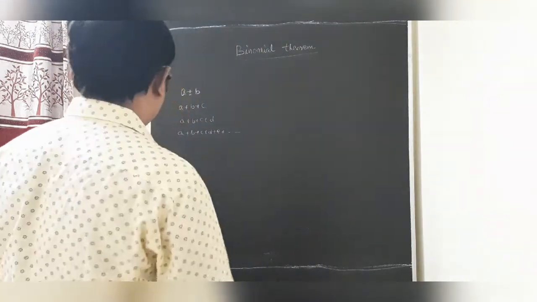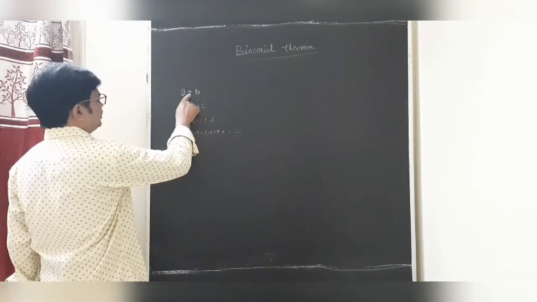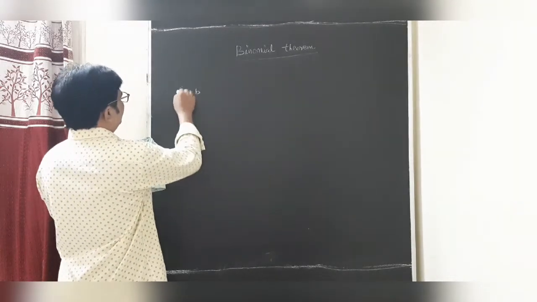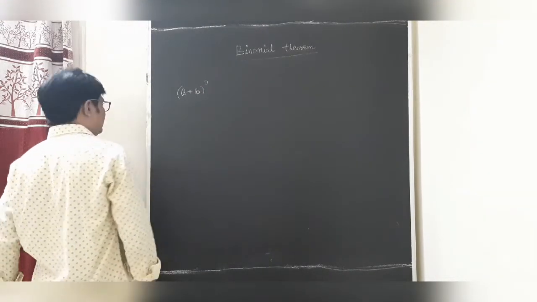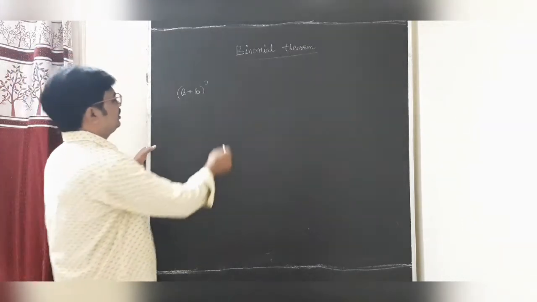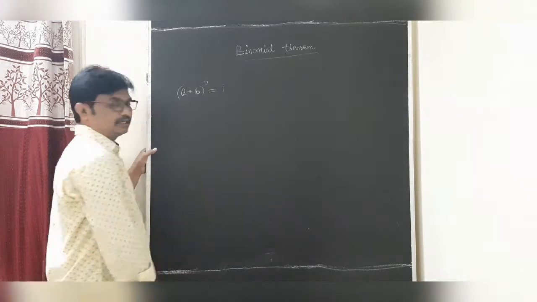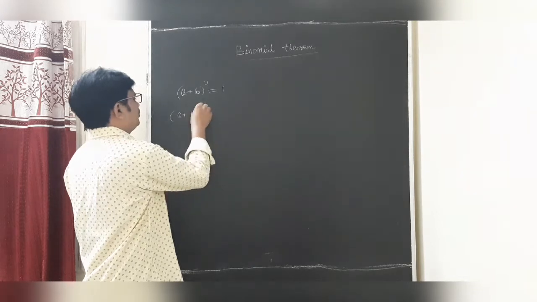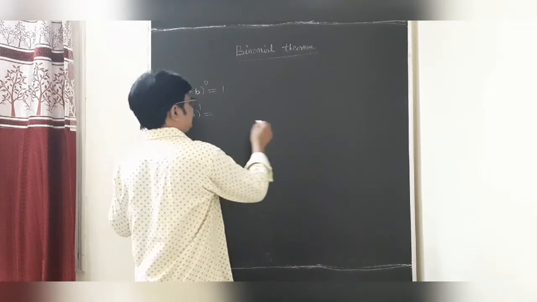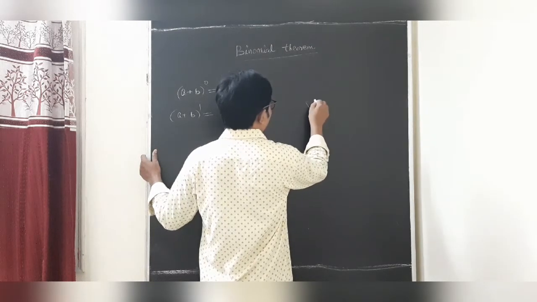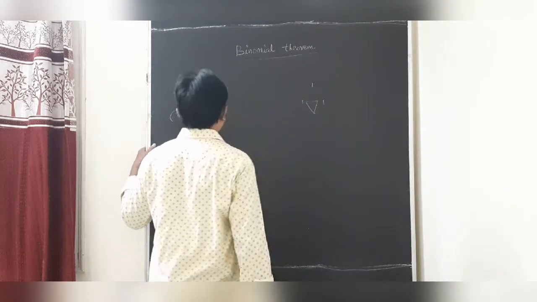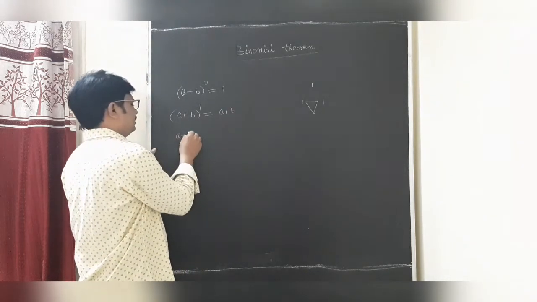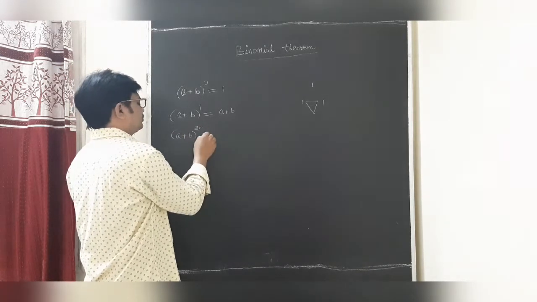Suppose we are taking the index as 0. A plus b to any power 0 has the value 1. Is it clear, students? Now, a plus b whole power n. Suppose we are taking one triangle, this is 1 1, that is a plus b. Suppose a plus b whole square is there.